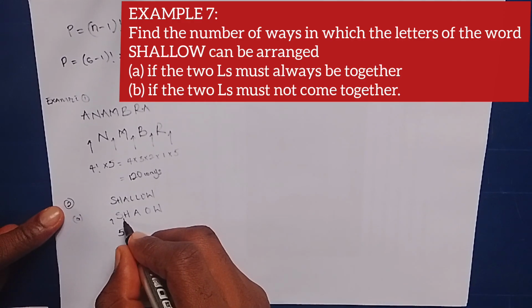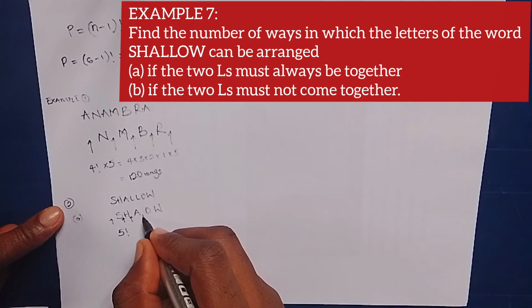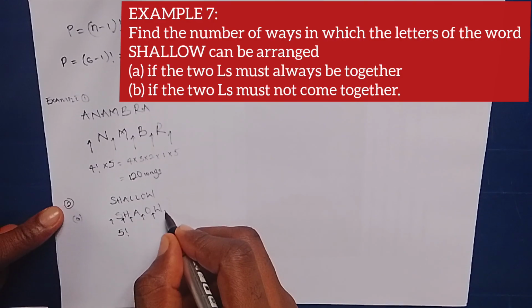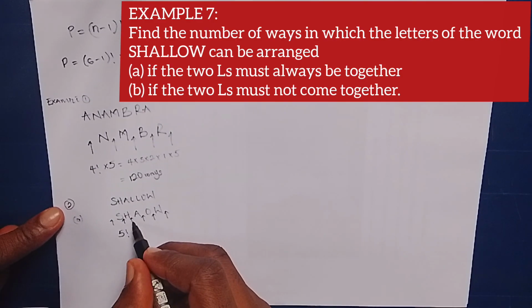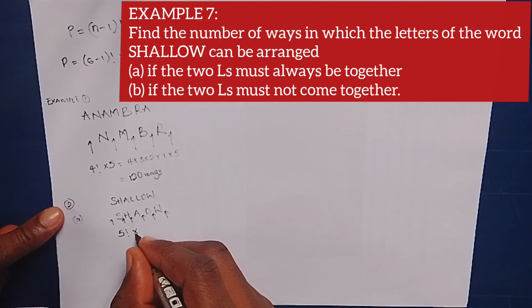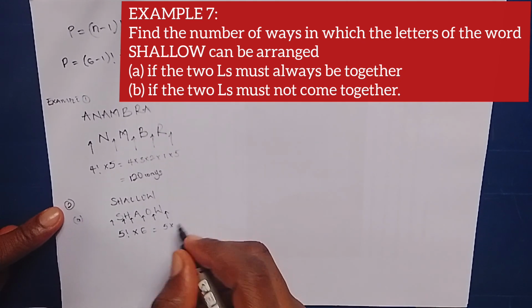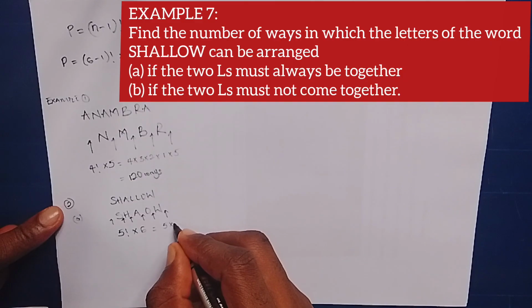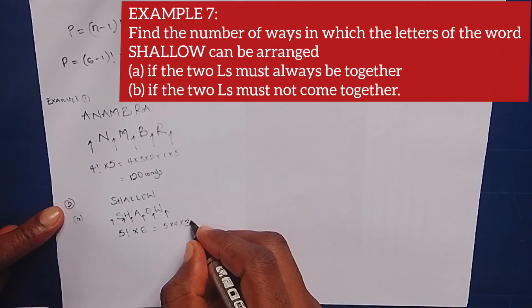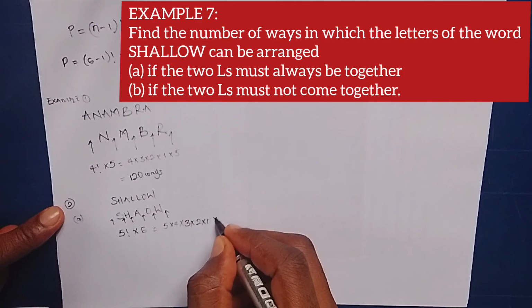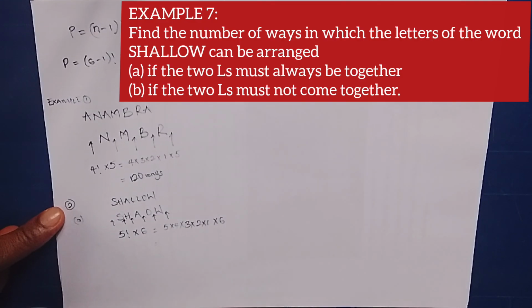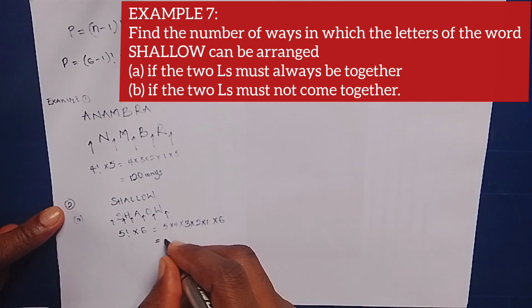If the L's are to stay together, they count as one entity, and they can be in any of these places, which is 1, 2, 3, 4, 5, 6. That's 6 ways. So our answer is equal to 5 times 5 factorial times 6. This is equal to 720 ways.